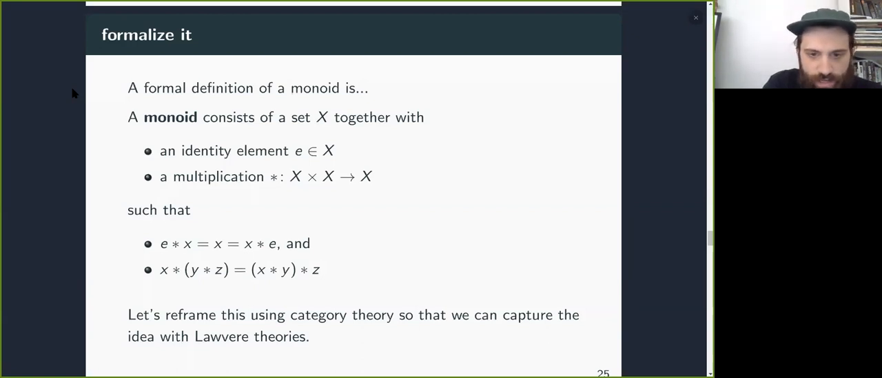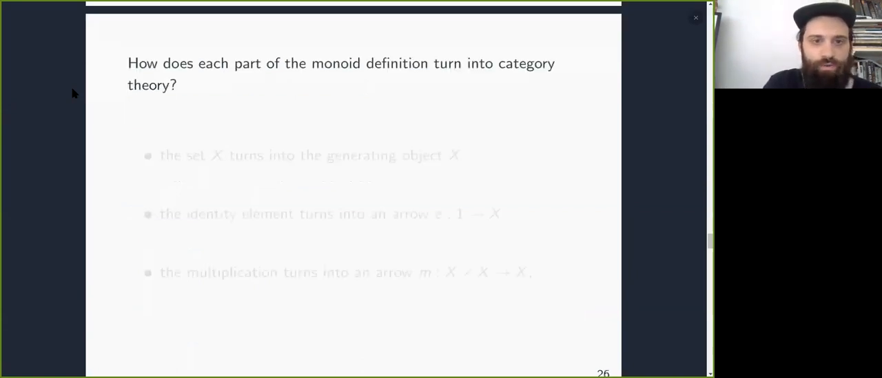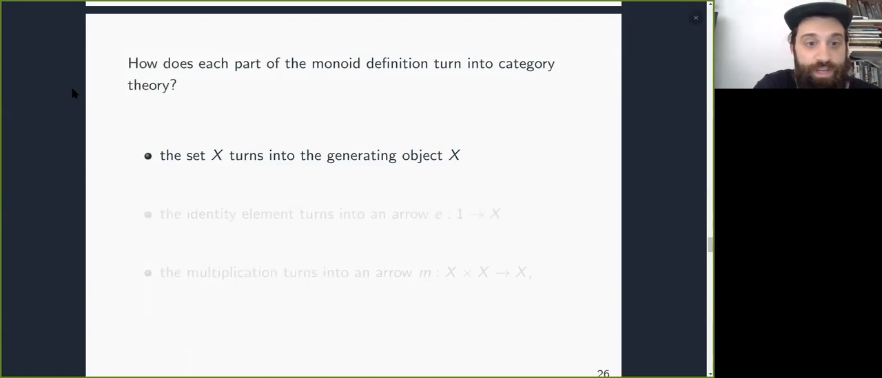So that's the monoid, but we want to capture this using Lawvere theory. So we have to take all this information and somehow put it into the language of category theory, right? So remember, a Lawvere theory has a bunch of objects. The set that would be our monoid set is going to turn into a generating object for our Lawvere theory. So the Lawvere theory is going to contain objects 1, x, x times x, x times x times x, and so on.